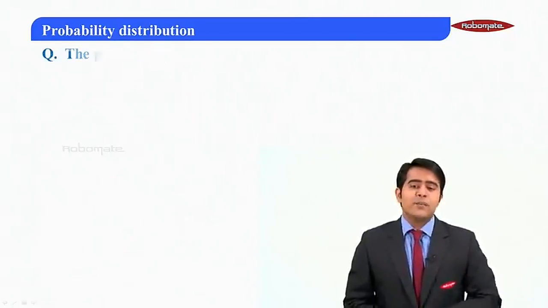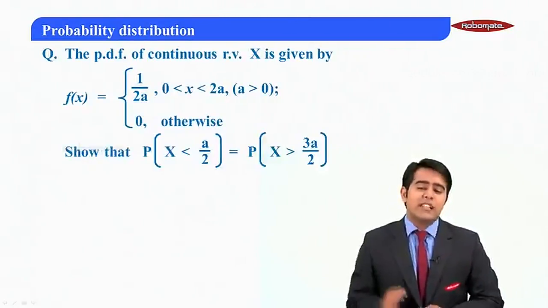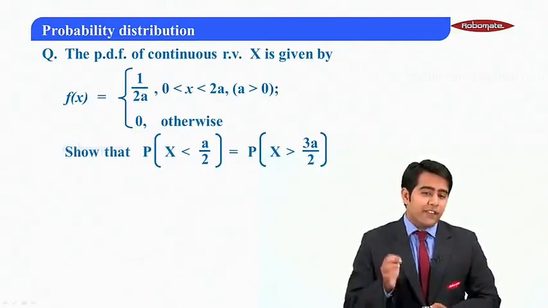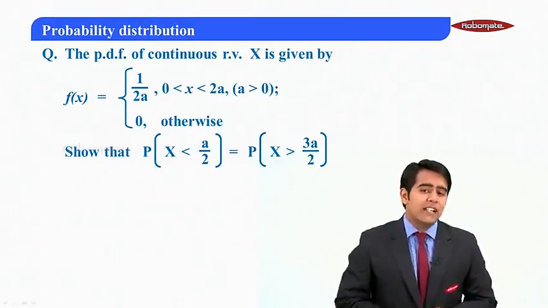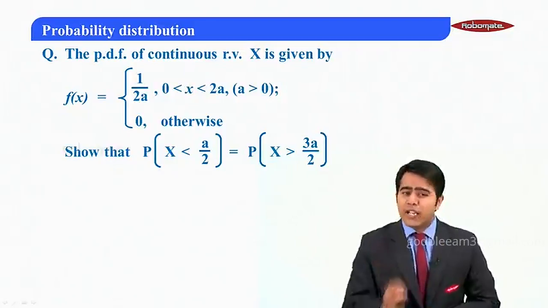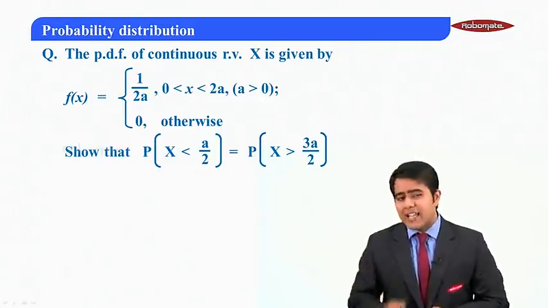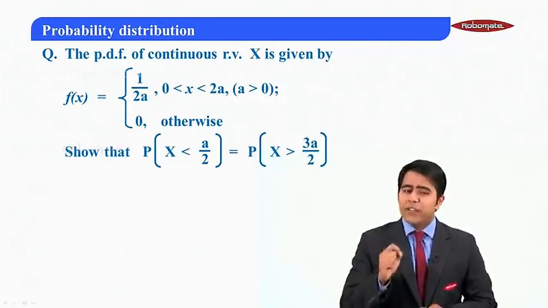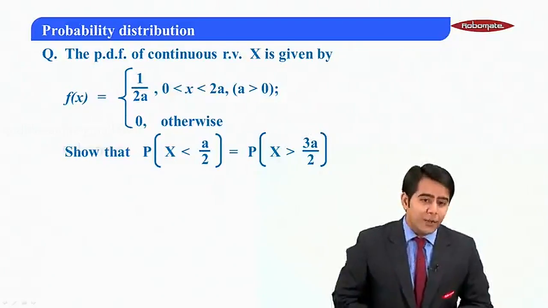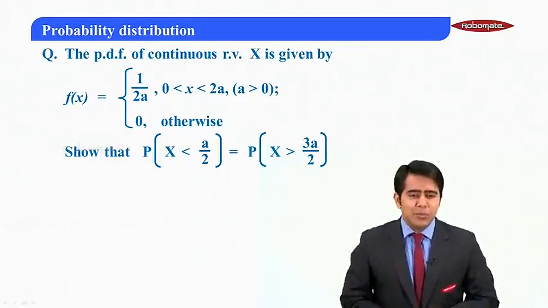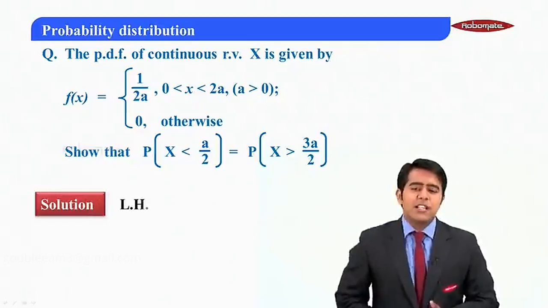Now moving further, the next problem given to us is f of x is 1 upon 2a, where x is greater than 0 and less than 2a, and we have to show that P of x less than a by 2 is equal to P of x greater than 3a by 2. So it is quite a simple problem for us. Here the solution goes like this.